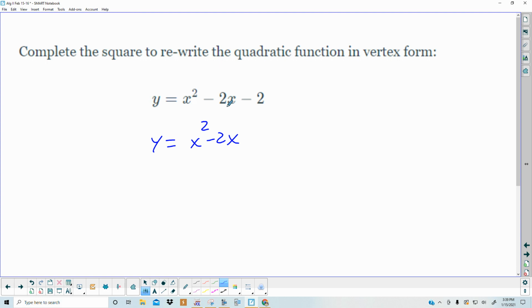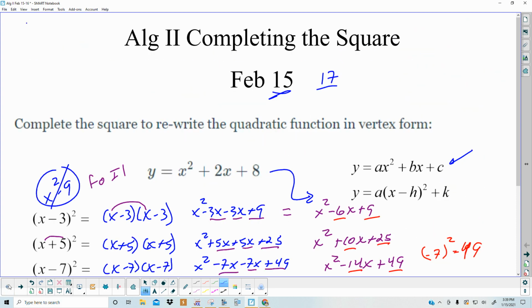Minus 2x, what's half the middle? Negative 1. Negative 1 squared is positive 1. Add 1, subtract 1. I haven't done anything. And the minus 2 is still there. I took half the middle and squared it to get the end, because that's the pattern of every perfect square. Half the middle squared is the end.